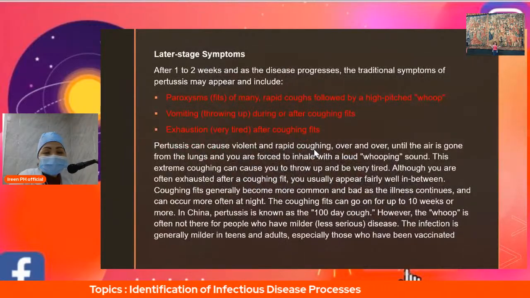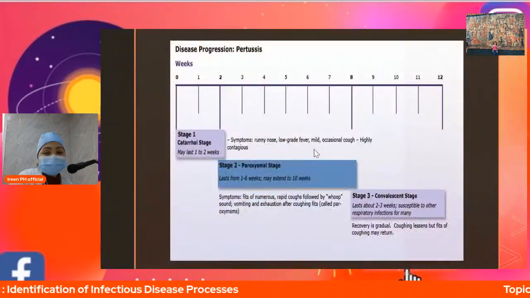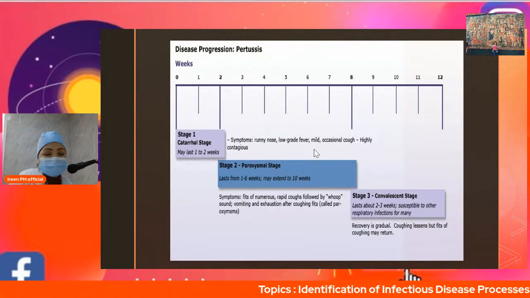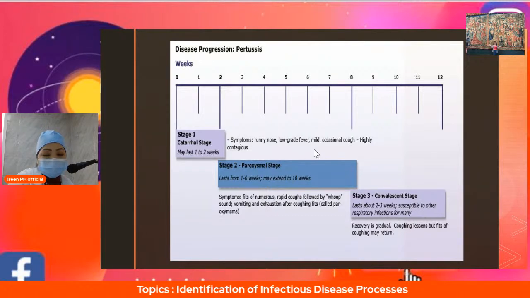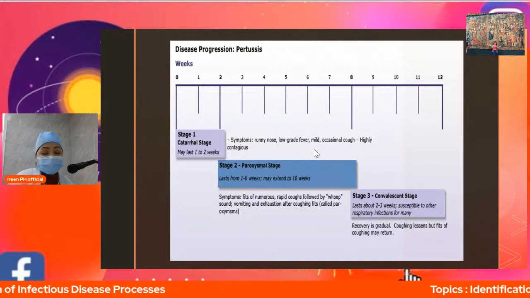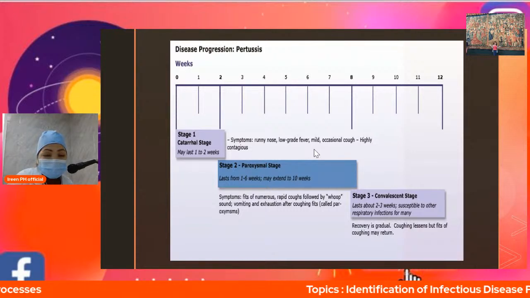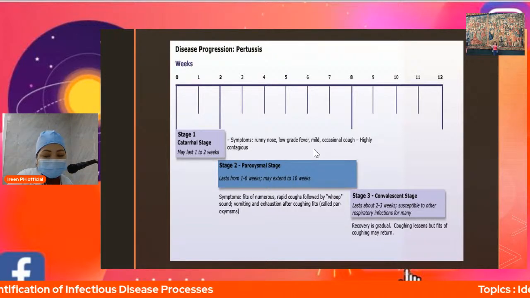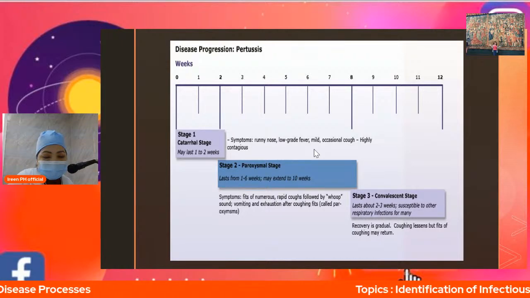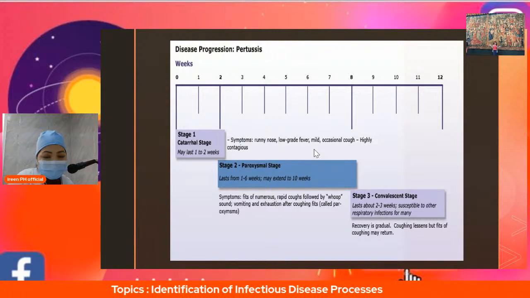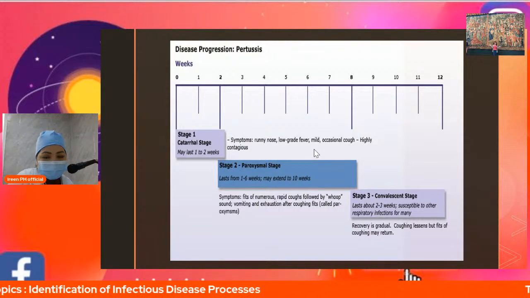Later stage symptoms next is disease progression over 2 to 6 weeks. In stage 1, the catarrhal stage, the one I told you, and then stage 2, the paroxysmal stage. Catarrhal stage symptoms involve low-grade fever, mild occasional cough, and it is highly contagious. Paroxysmal stage symptoms are fits of numerous rapid coughs followed by a whoop, vomiting, and exhaustion after coughing fits.